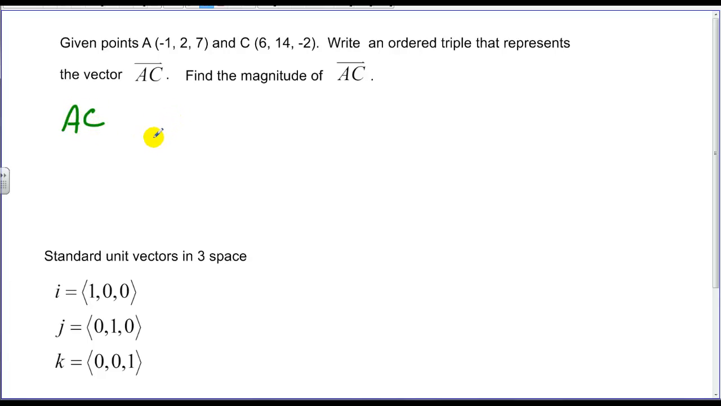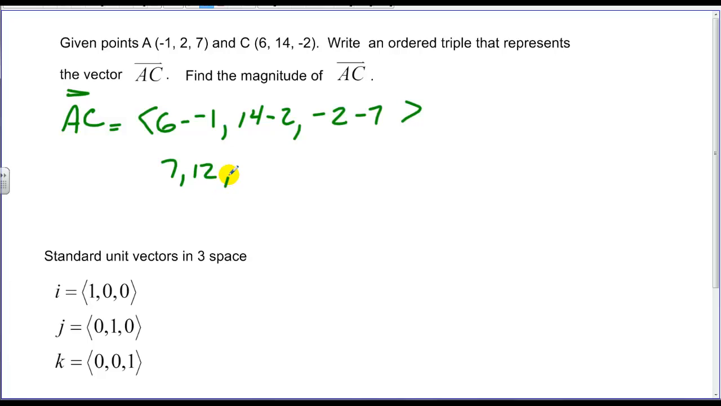So if I want to find vector AC, I'm going to once again take tip minus tail, and I know that C is going to represent the tip, A is going to represent the tail. So I take 6 minus negative 1, 14 minus 2, and negative 2 minus 7 to get my vector representation of AC. That's going to give me 7, 12, and negative 9 respectively, and that's what we can call our vector.